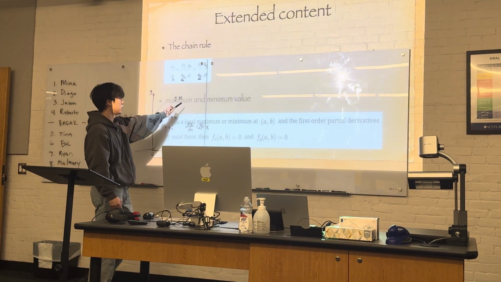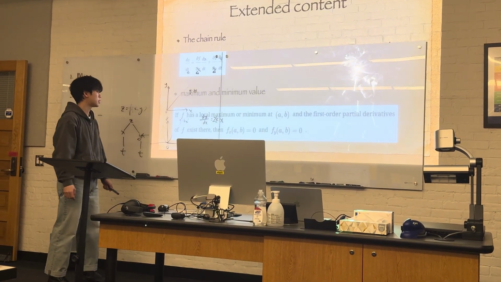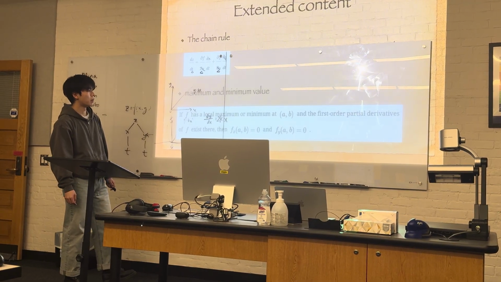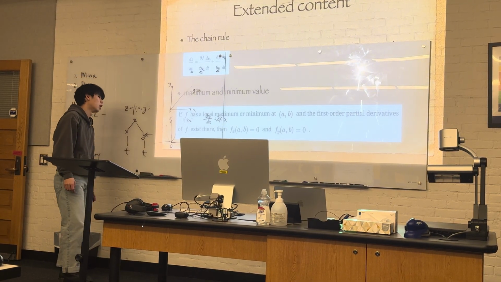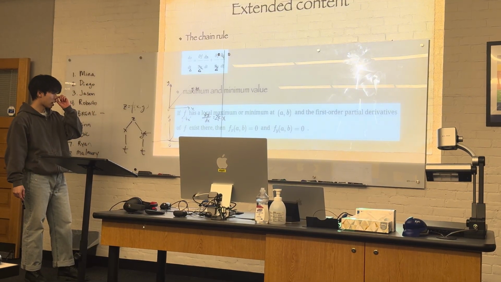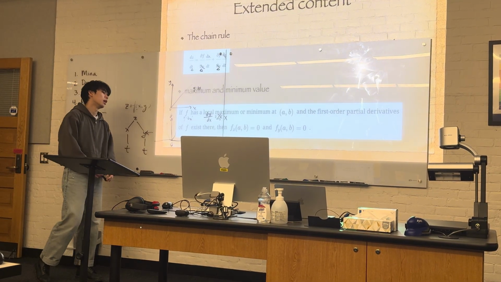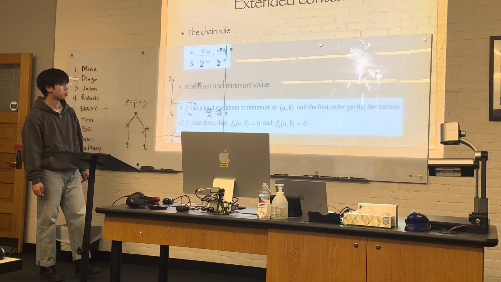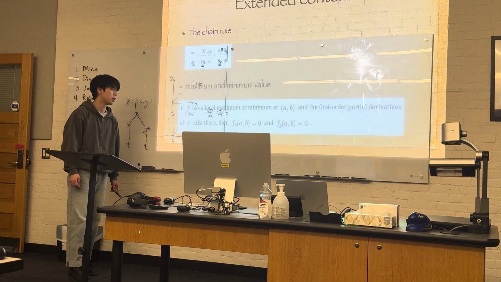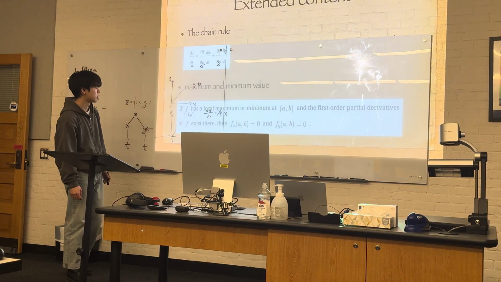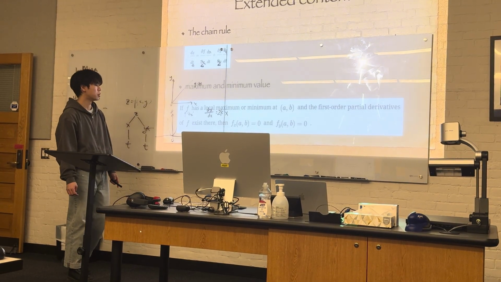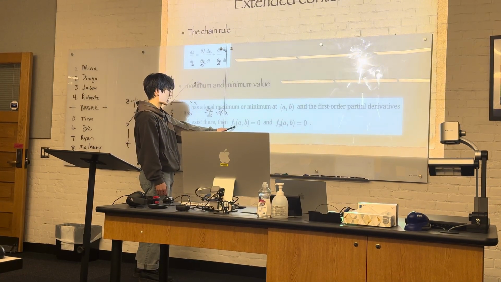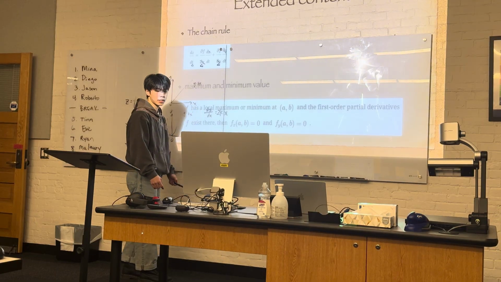And for the maximum and minimum value, if f has a local maximum or minimum at a and b, and the first order partial derivatives of f exist here, then fx(a,b) equals 0 and fy(a,b) equals 0, and then we can get the local point. And if you want to know whether it is a maximum or minimum, or a saddle point, we can use a test, which is to get the partial derivatives again and take the test.